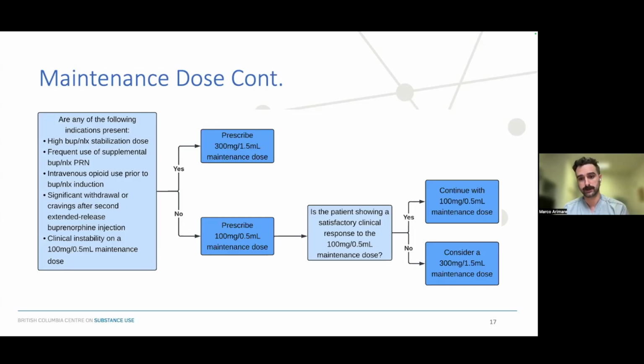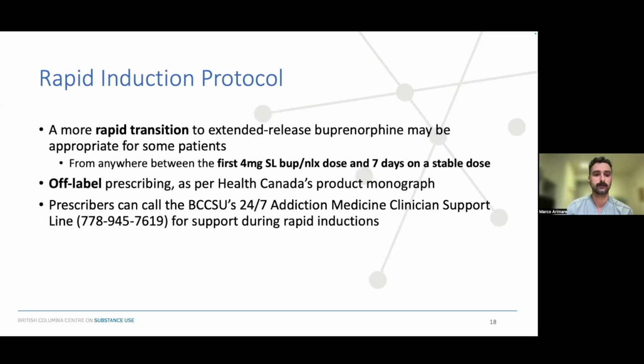If none of these factors are present, generally speaking, we can prescribe a 100 milligram dose. And then we want to continue to assess for clinical response. So is that client having a satisfactory response to the 100 milligram maintenance dose? If yes, we can continue it. If no, consider increasing the maintenance dose to 300. So hopefully we have time at the end to talk about this in the question period.